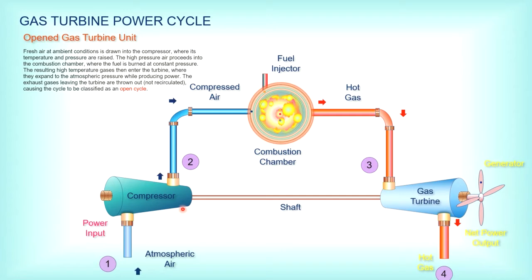So basically, when you look at this, you have 3 devices. First is a compressor. Second is the combustor or the combustion chamber. Third is the gas turbine. The compressor and gas turbine both undergo isentropic processes. The compressor will undergo isentropic compression. The gas turbine will undergo isentropic expansion, where work is extracted to propel a propeller or a fan, or to use a generator to convert it to electrical energy.